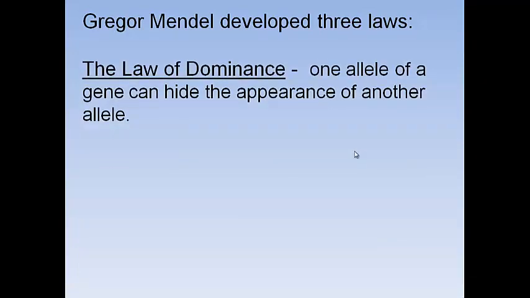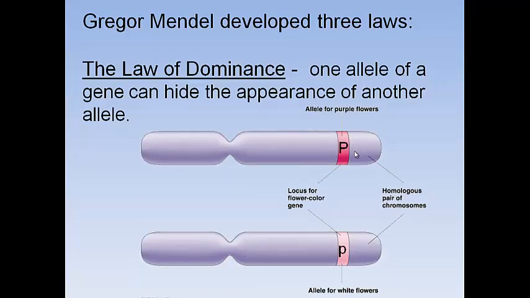The second law is called the law of dominance. And that says that one allele can cover up or hide the fact that the other allele is there. So if we have a gene on this chromosome that creates a protein that makes purple flowers, it will cover up the fact that there's a version of the gene that makes a protein that makes white flowers. So if we have both versions of the gene present, the only one that we'll be able to see is the dominant one. In this case, the one that makes purple flowers.